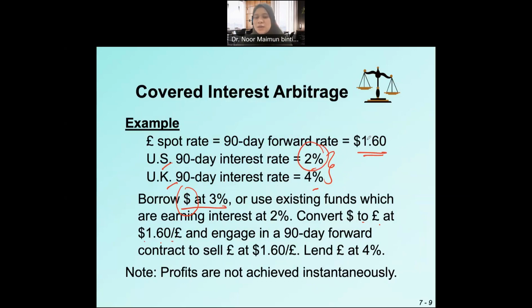Convert these US dollars to pounds. Okay, once you have borrowed, then only you convert. After you have borrowed and converted, then you lend. You lend at 4%, then you make profits. But profits are not achieved instantaneously, so that's how covered interest rate arbitrage takes place. First you borrow at a very low rate, and then you convert, then you lend back at a very high rate.